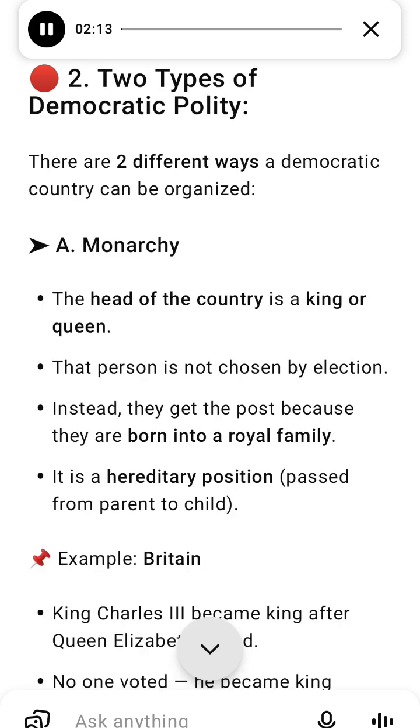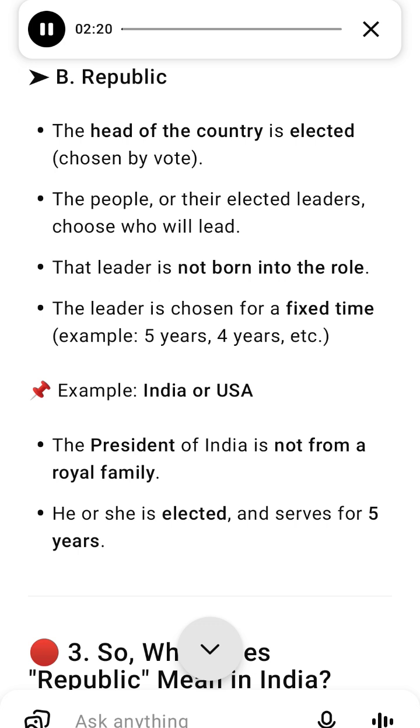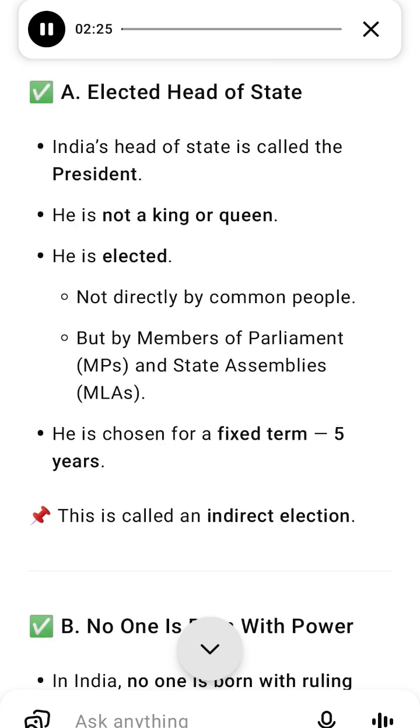No one gets a post just because of birth or wealth. 3. Equal opportunity for all. All public offices, like president, PM, judge, collector, etc., are open to everyone. No matter your caste, religion, gender, language, or region, if you have merit, you can rise.